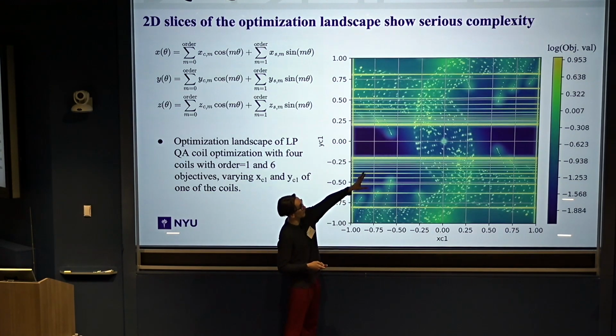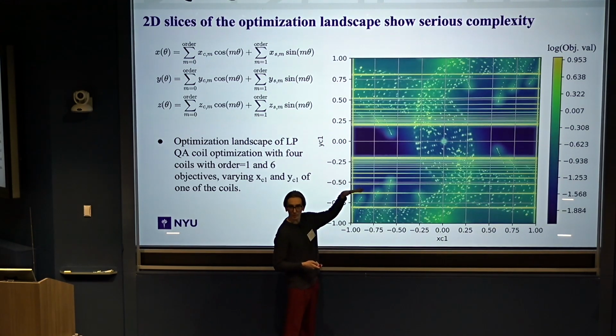I'll mention, by the way, the color bar is log of the objective value. So there's order of magnitude differences in the quality all over this landscape. Before people start throwing things at me, the horizontal lines and the vertical lines, I have not been careful. I just scanned the values of these.